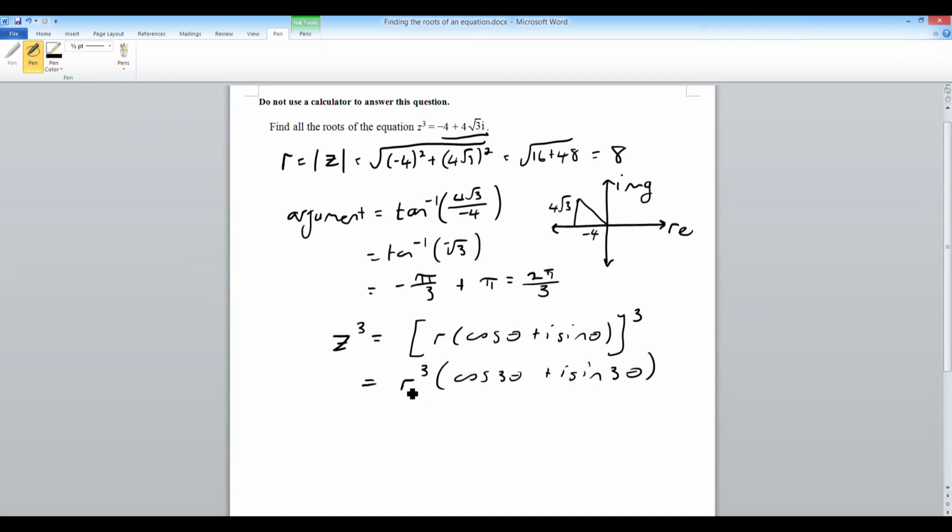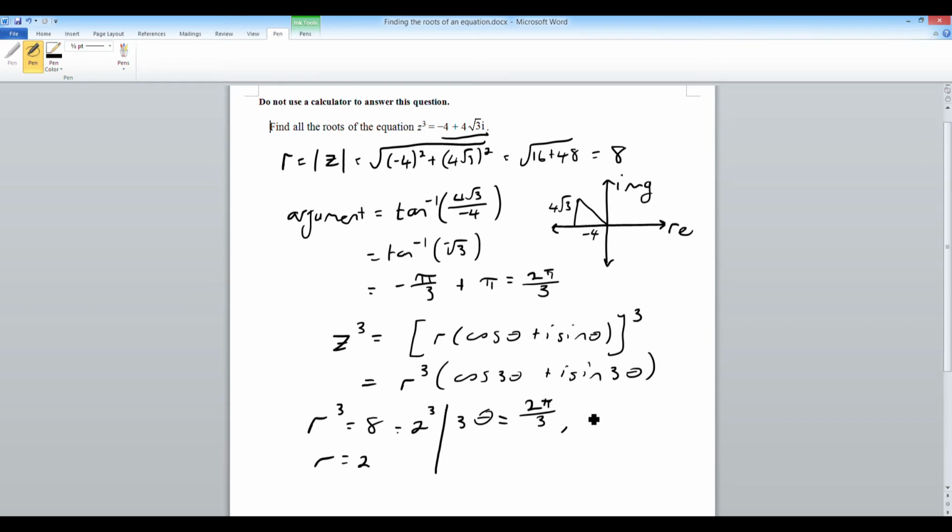Now let's take first r cubed. r cubed, we know in this case was 8. This was my modulus. So I know that r is going to be 2, because remember 8 is the same as 2 cubed. Then if I want to find my argument, 3 theta, remember my angle was 2 pi over 3. And of course, if I look at the power of z, I can see it's z to the power of 3. So we can add 2 pi, because we're working with sine and cosine.